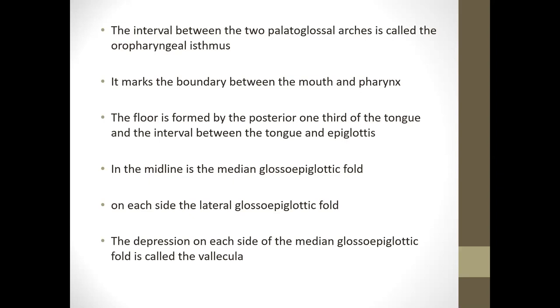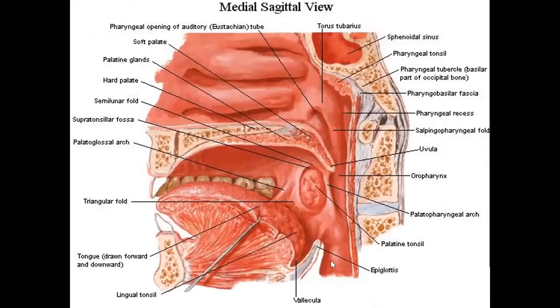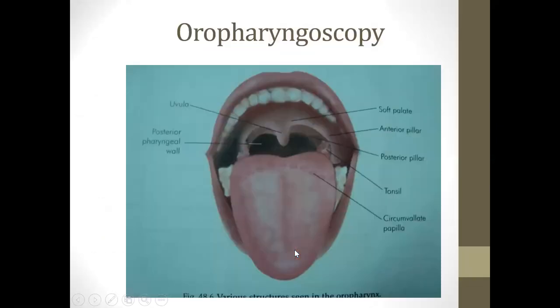So on each side of the median, as you can see. So this is the epiglottis, the tip. This space that's between the base of tongue and the epiglottis is what we call the vallecula. And the vallecula is also part of the oropharynx. And it's divided into two, right and left, by the median glossoepiglottic fold.